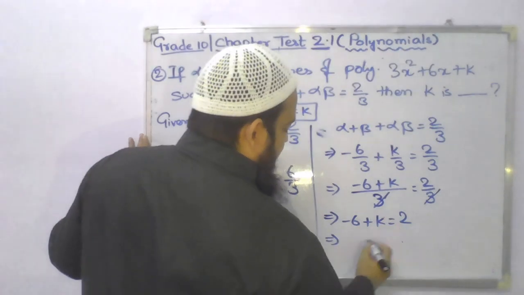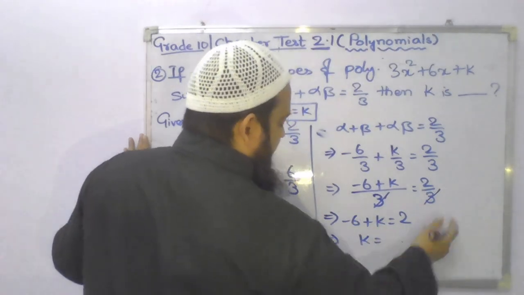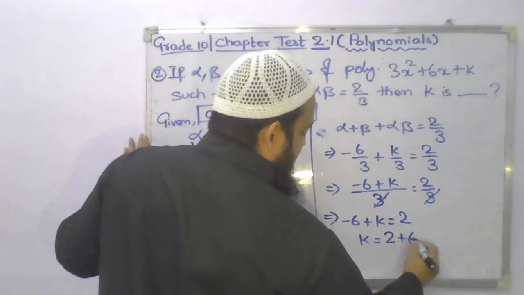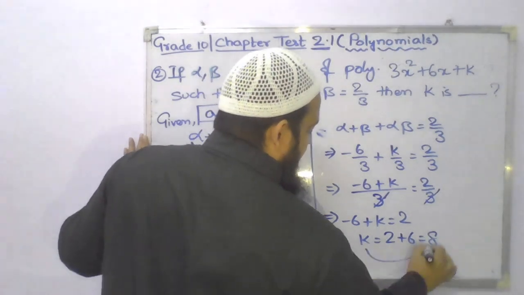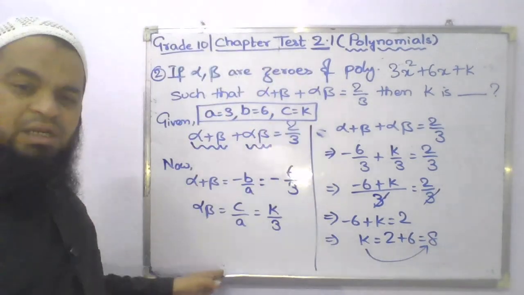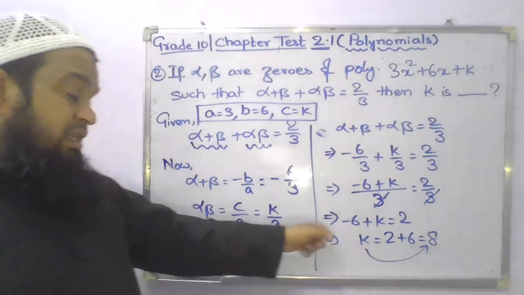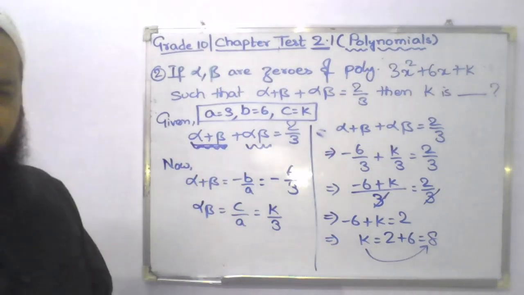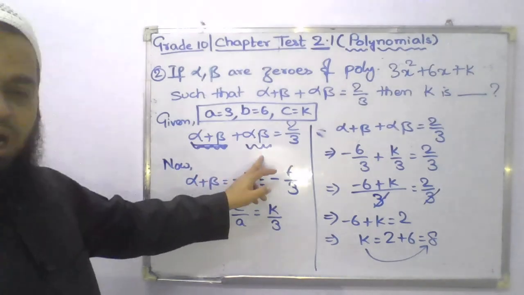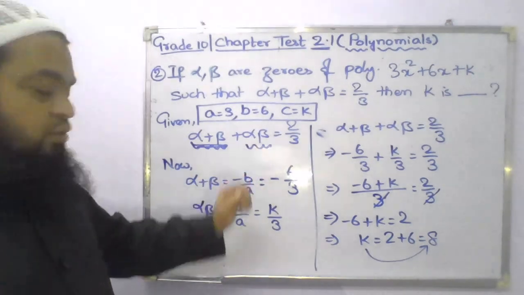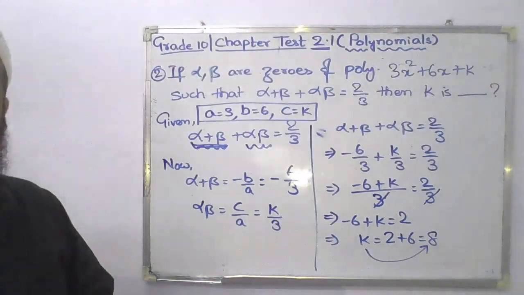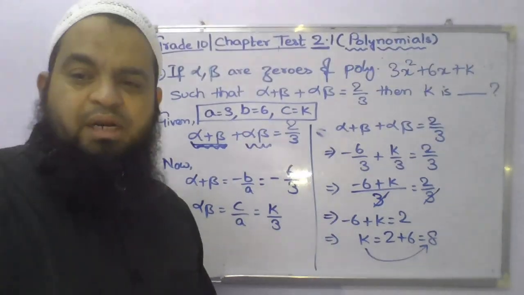And since I need k, I transpose minus 6 to the other side. So it becomes 2 plus 6, that is equal to k, k is equal to 8. See, these calculations everybody can do. But the thing you have to recognize in this problem is alpha plus beta. Whenever you see it, it is the sum of zeros, and alpha beta is the product of zeros. So in this problem, the concept is sum of zeros and product of zeros, right?